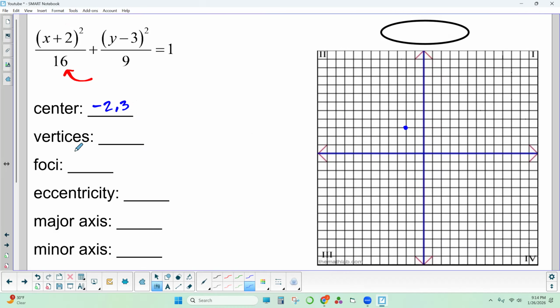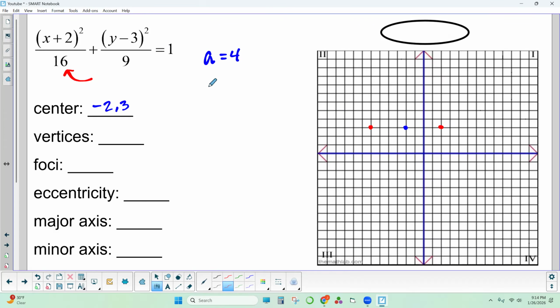Okay, and the vertices, like I said on the previous slide, this is a squared. So if we take the square root of 16, we have a. So a equals 4. So if I go left 4, 1, 2, 3, 4, there's one of my major vertices. And I go right 1, 2, 3, 4, there's the other major vertex. And now that is my major axis.